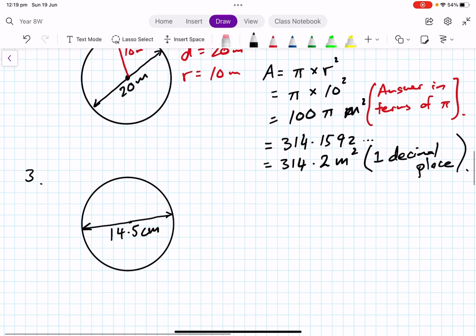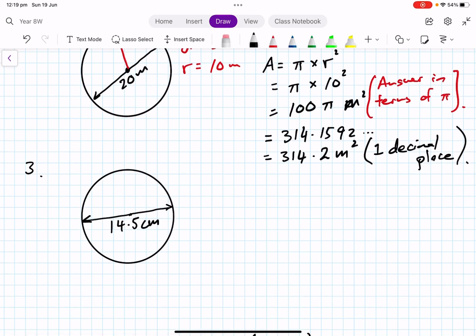Let's find this next one. Again, we're given the diameter. The diameter is equal to 14.5 centimeters. So what do we do with it? We divide it by 2. If you're given the diameter, divide it by 2 so we can find the radius. 14.5 divided by 2 is equal to 7.25.